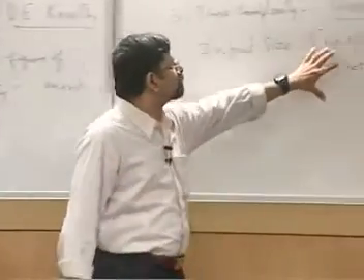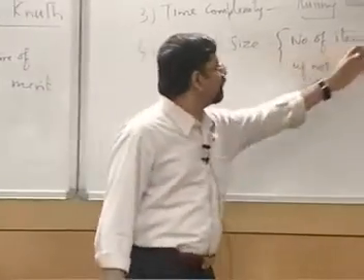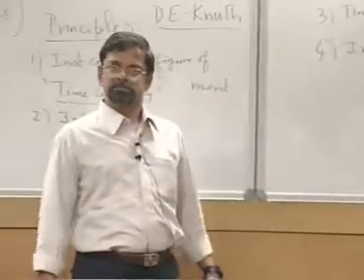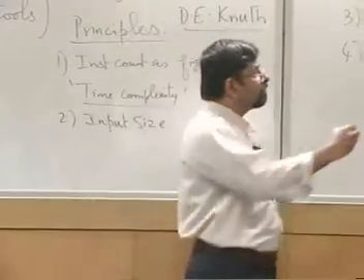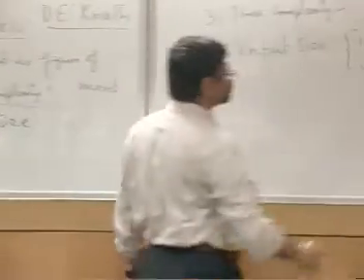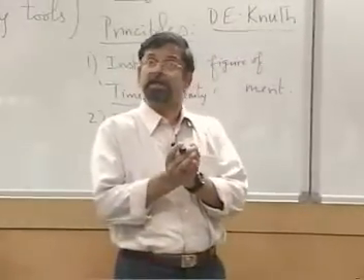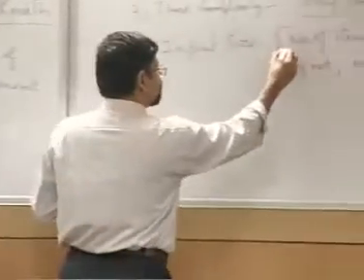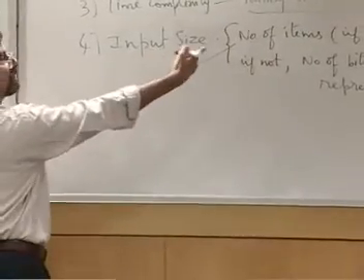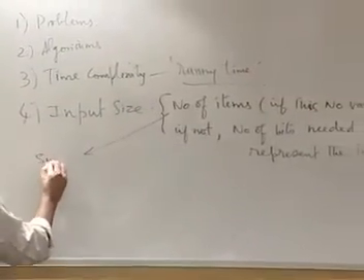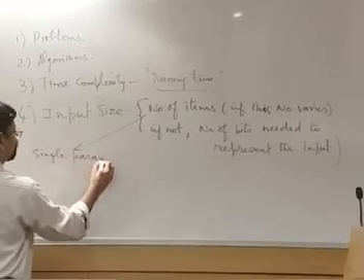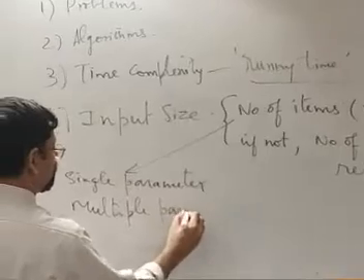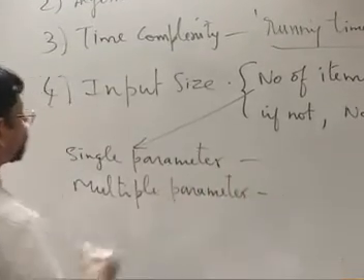Okay, this notion is sufficient: the number of items or the number of bits, as the case may be. Again, the number of items that we are going to take, and the variation in the number of items, can be expressed through a single parameter or multiple parameters. I will give an example of both.